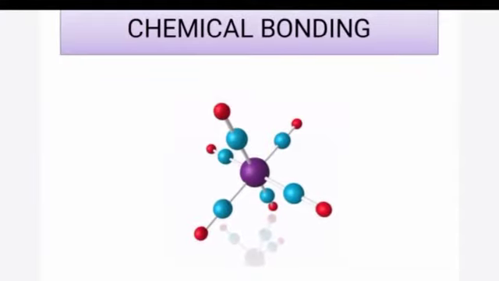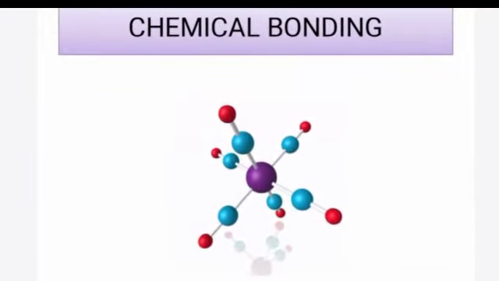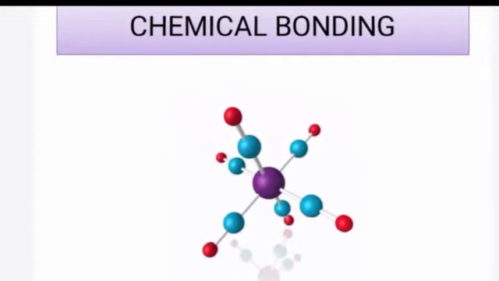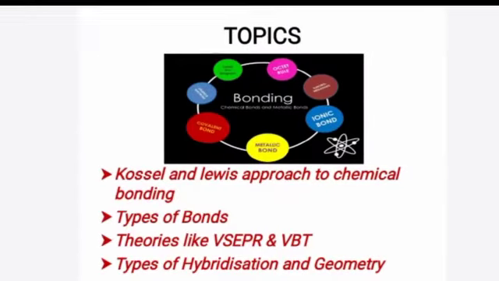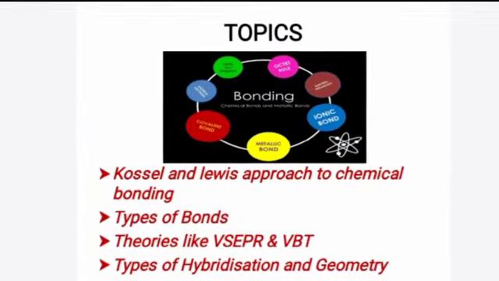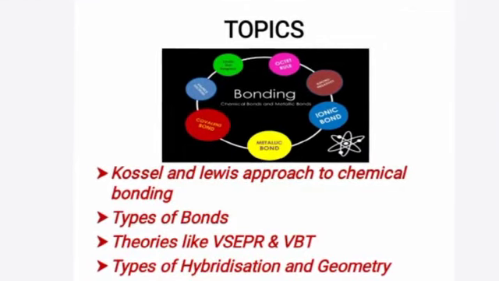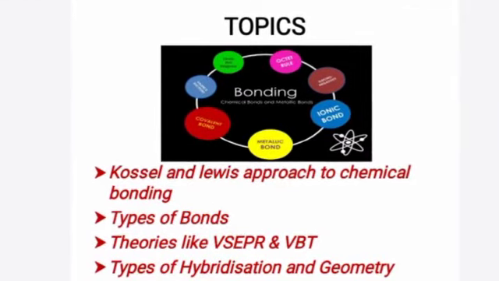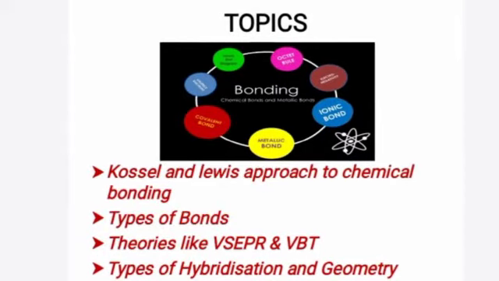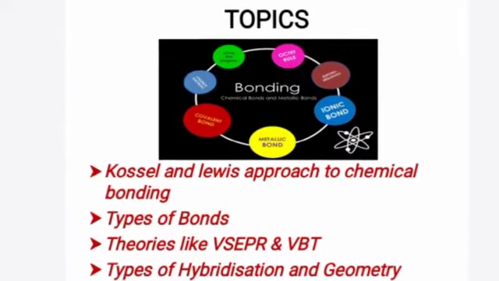Next you have chemical bonding, in which you are going to study Kossel and Lewis approach to chemical bonding, types of bonds, theories like VSEPR and VBT, types of hybridization and geometry.